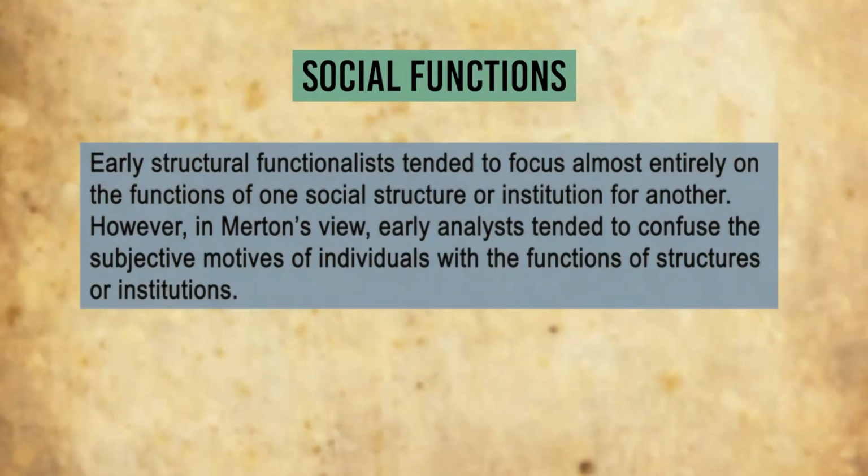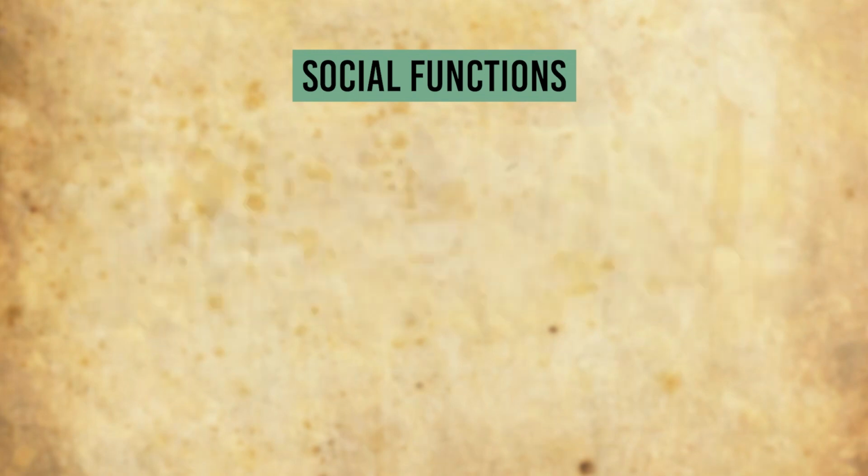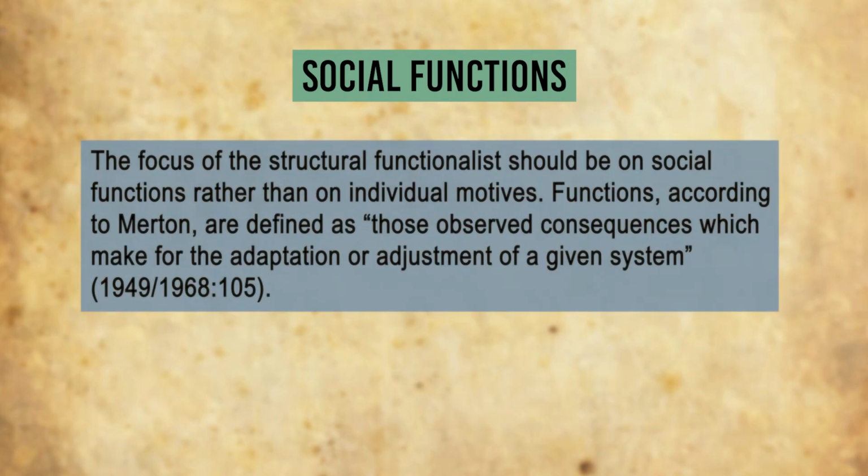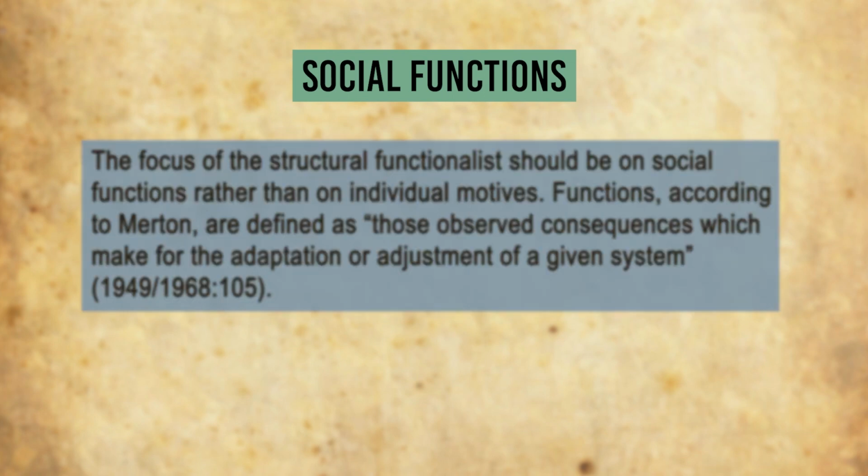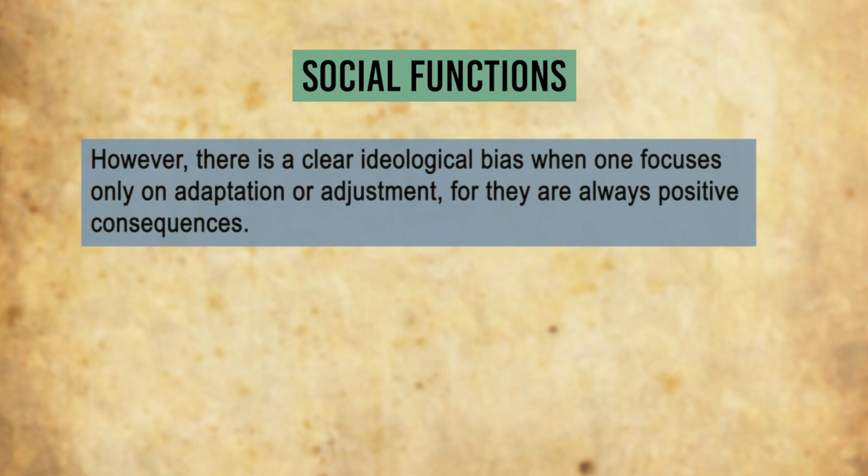Social functions. Early structural functionalists tended to focus almost entirely on the functions of one social structure. However, in Merton's view, early analysis tended to confuse the subjective motives of individuals with the functions of structures or institutions. The focus of the structural functionalist should be on social functions rather than on individual motives. Functions, according to Merton, are defined as those observed consequences which make for the adaptation or adjustment of a given system. However, there is a clear ideological bias when one focuses only on adaptation or adjustment, for there are always positive consequences.